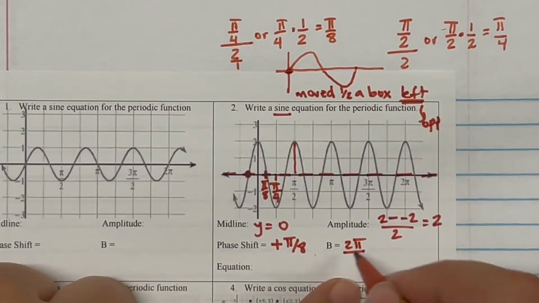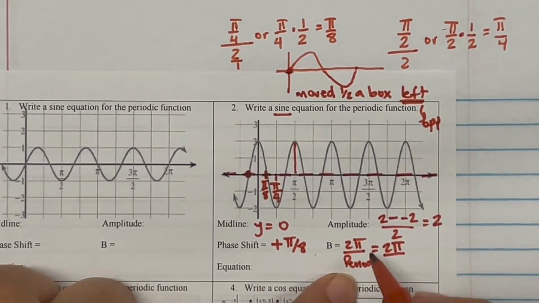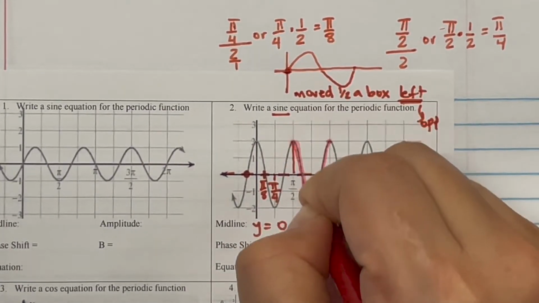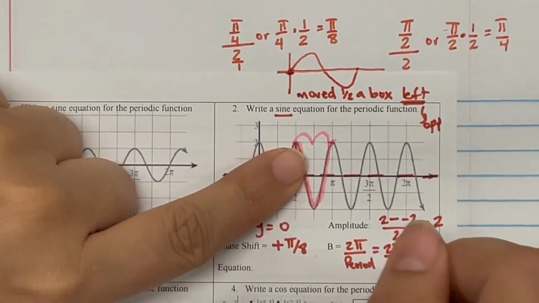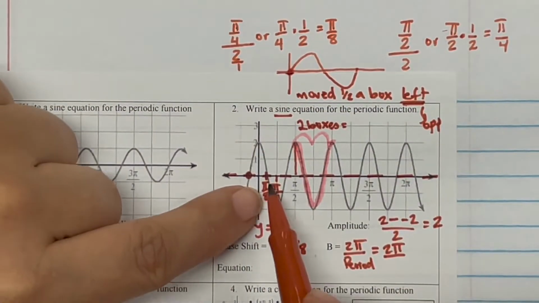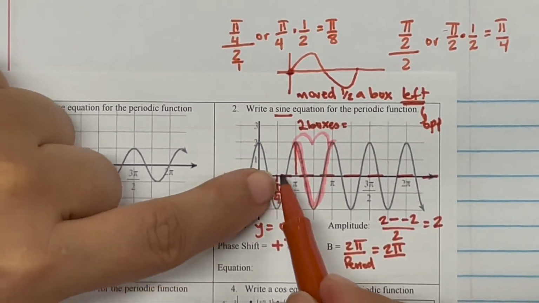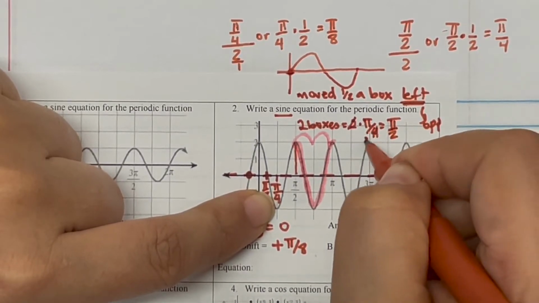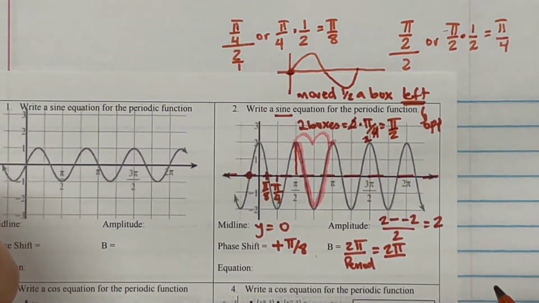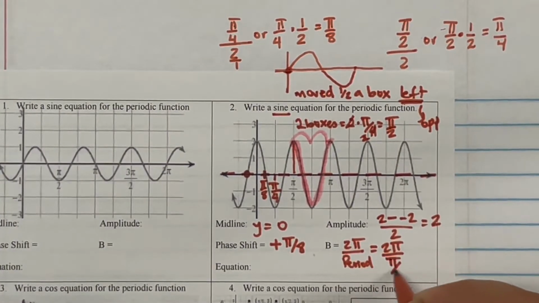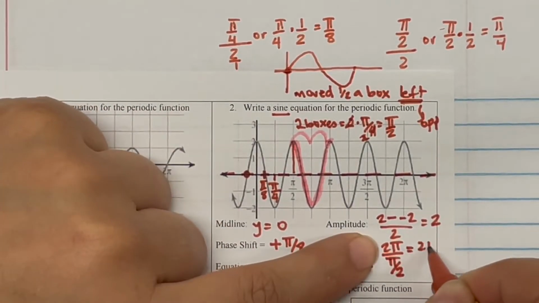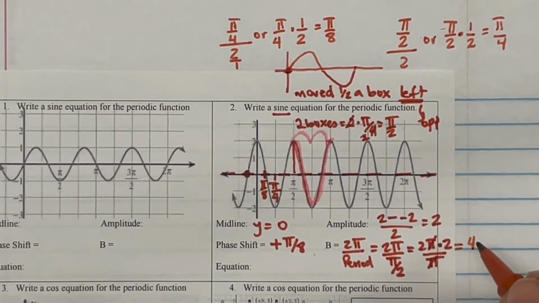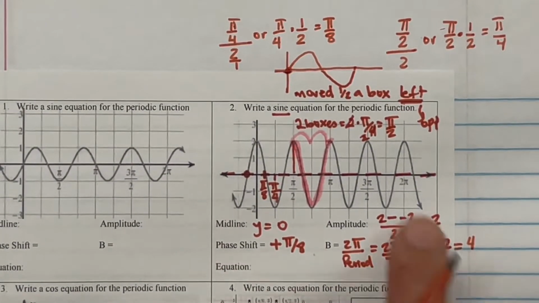To find b, it's 2 pi over period. So what's a period? Maximum to maximum. So just mark out 2 maximums. Here's 2 maximums. That's 1 period. Count the number of boxes. That's 2 boxes. Each box is pi over 4. So 2 of them will be 2 times pi over 4, which gives me pi over 2. So b is going to be 2 pi divided by your period, which is now pi over 2. Keep the top 2 pi, change the division to multiplication, and flip the bottom to 2 over pi. Cross out the pi's, and that's going to give you 4. So b is equal to 4. That's the number in front.